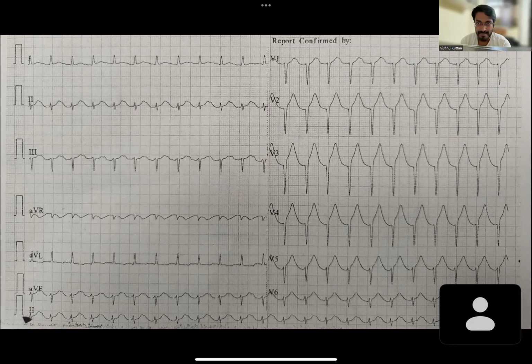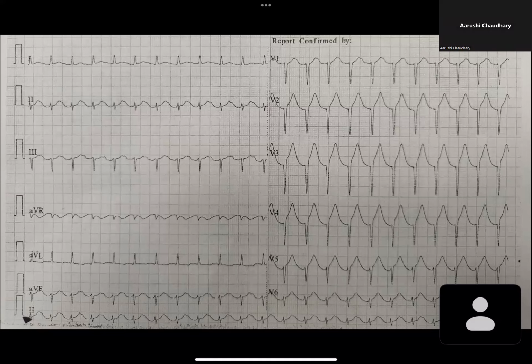So what can this be? Atrial fibrillation with fast ventricular rate? I'm just asking you, if it is a fibrillation, it was supposed to be irregular. But this looks to be more or less regular. It's not irregular. So it is a regular narrow complex tachycardia.